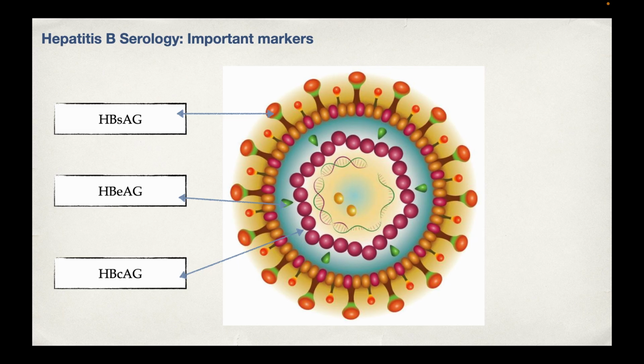Just as we have the antigens, we also have the antibodies which fight against each of these antigens. And so we have the hepatitis B surface antibody which targets the hepatitis B surface antigen. We have the hepatitis B E antibody which also fights against the hepatitis B E antigen. Then we have the hepatitis B core antibody which comes to fight against the hepatitis B core antigen. We are going to pick each of them and explain what they do.